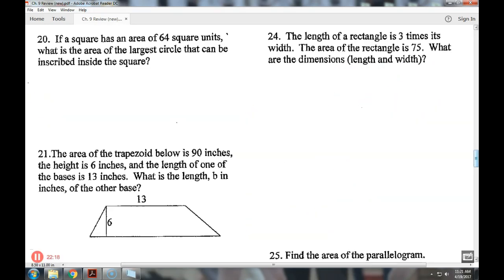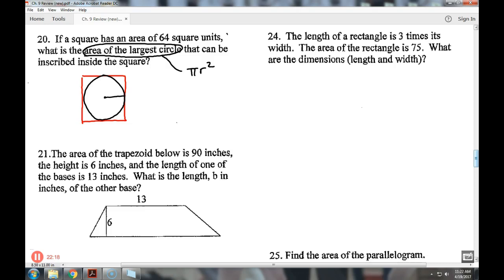Number 20, if a square has an area of 64, so let's draw it. And I have an area of 64. What is the largest circle that can go inside the square? So let me get that 64 out of there. Let's put a circle inside. Not the best circle, but oh well. So I need to find the area of the largest circle. The area of a circle is pi r squared, or r squared pi.